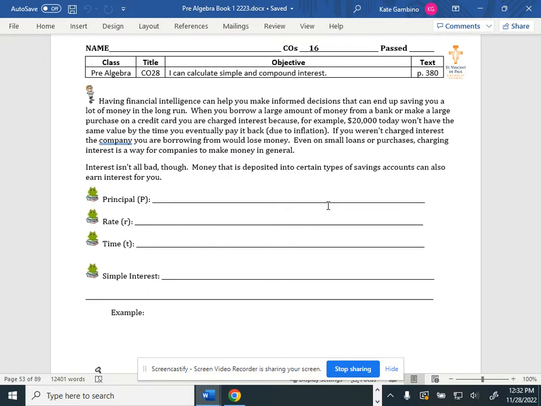When you borrow a large amount of money from a bank or make a large purchase on a credit card, you are charged interest because, for example, $20,000 today won't have the same value by the time you eventually pay it back due to inflation.